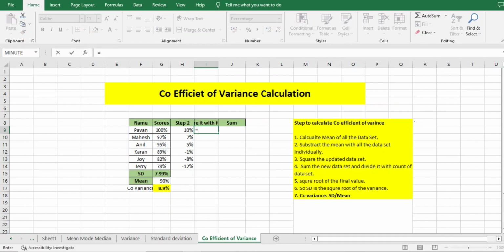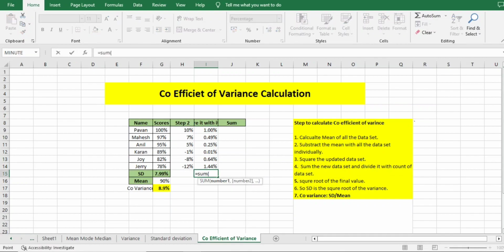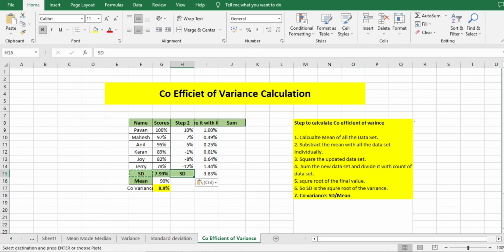Okay, now you need to square the step 2 result with itself. So I will multiply 10% by 10% again. I will select H9 and again select H9, which means it will square itself. It's done. I will drag the formula here. What is the next step? The next step is to sum the new data set. Now this is the new data set. I will sum it. Okay, I got this value. We have done the sum here.